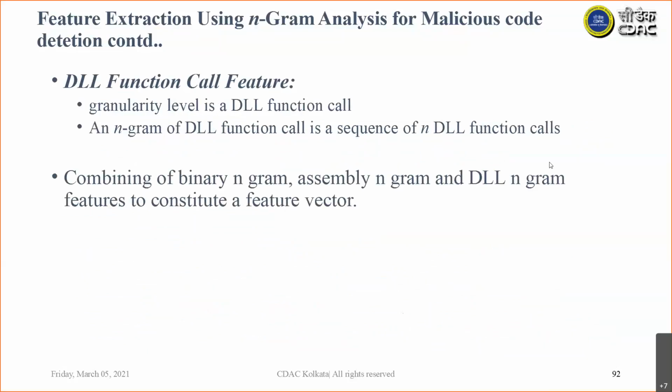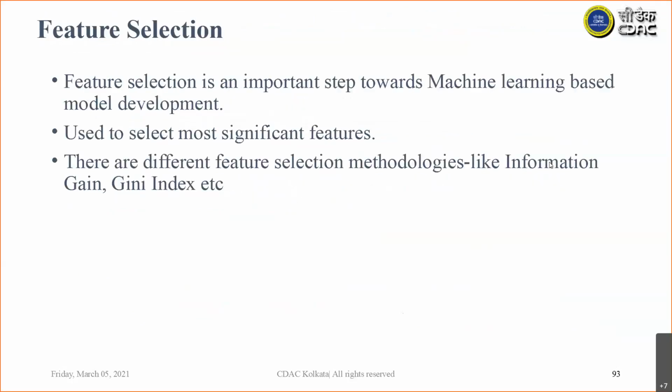After these feature vectors, we go for feature selection. It is an important step, where we have to identify which features are most important. For that, there are different machine learning and statistical methods. We can use information gain and Gini index, applying them on these feature vectors to find the most important features.